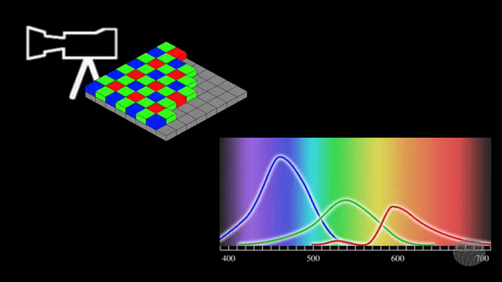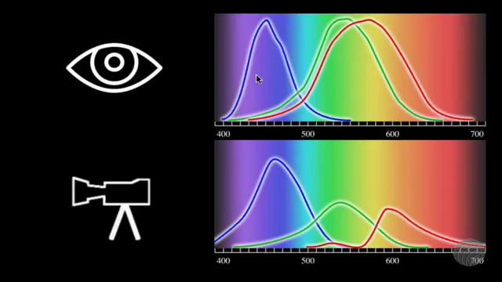So a camera works in much the same way. It has a color filter over it to make it sensitive to red, green, and blue light, just like our eye is sensitive to that light. But if you'll notice from this spectral graph down here, the sensitivity of our eyes is not the same as the sensitivities of a camera. This is an actual CCD camera's red, green, and blue sensitivity.